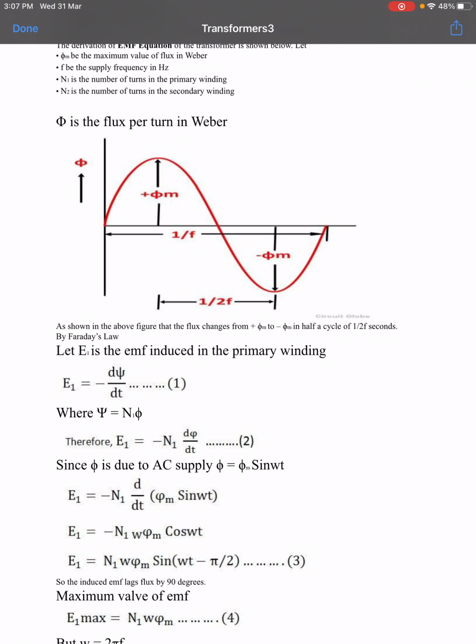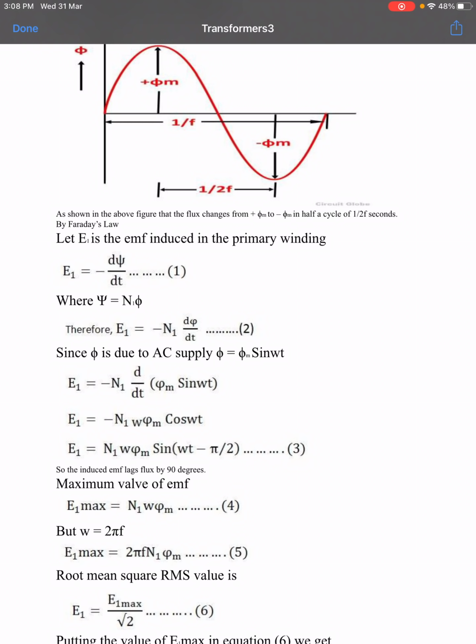We require the maximum value of the induced EMF. So E1 maximum equals N1 omega phi m, but omega equals 2 pi f, so we can write E1 maximum equals 2 pi f N1 phi m. The RMS value we always write in terms of RMS values only, so E RMS equals E m by root 2, the maximum value divided by root 2.